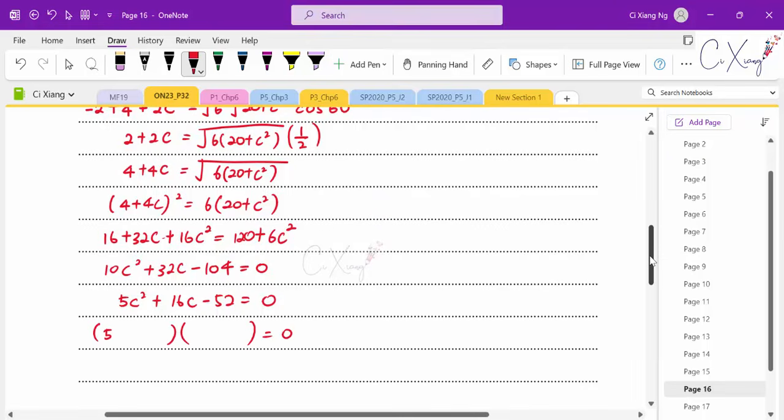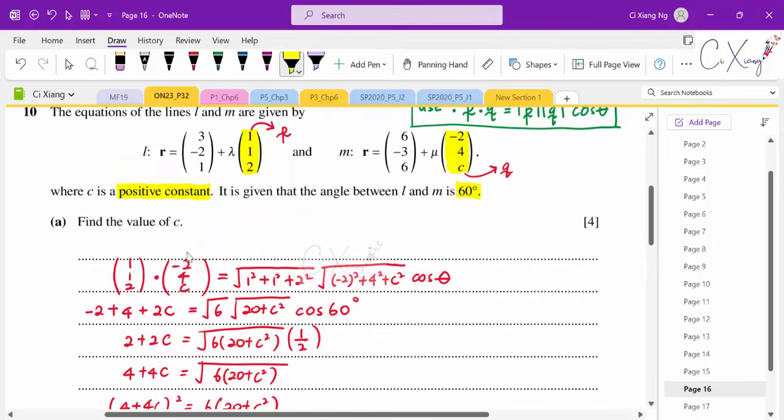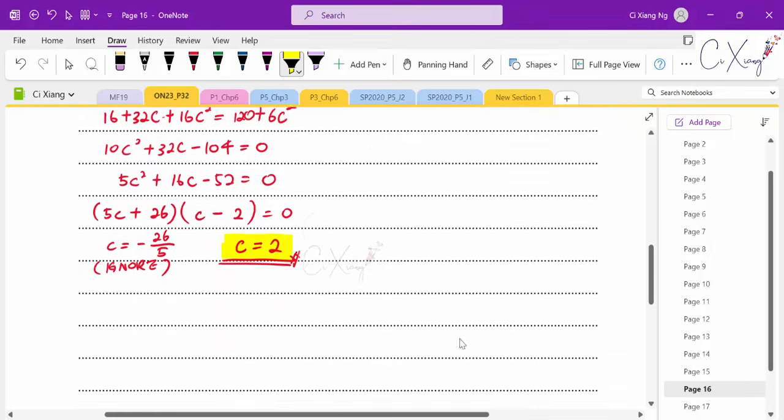Then for this one, I have 5c and c, 52 is 26 and 2, then this is negative, this is positive. So you'll get two values here. c can be equal to negative 26 over 5, but of course we will ignore this answer. Our second value for c is equal to 2, and this is the only correct answer. Why do I need to ignore the value c equals negative 26/5? The question mentioned clearly just now that c is a positive constant, so the negative value we should just ignore. All right, let's proceed to part B.